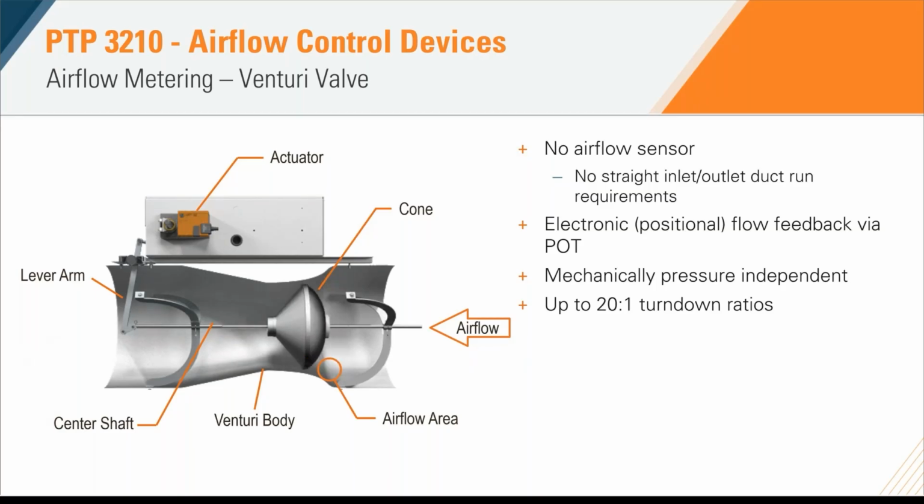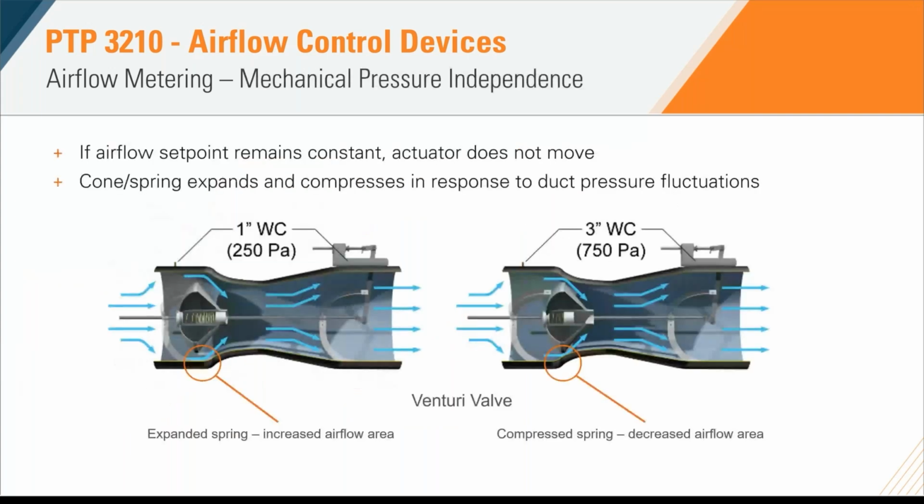So we'll first break down in a little more detail what we mean when we talk about mechanical pressure independence. Again, if the airflow out of this air valve is staying constant, the actuator isn't going to move. The actuator in this case is adjusting the position of where this cone spring assembly sits based off of the center shaft. So when there is a duct pressure fluctuation, we're going to see that cone spring expand and compress in response.